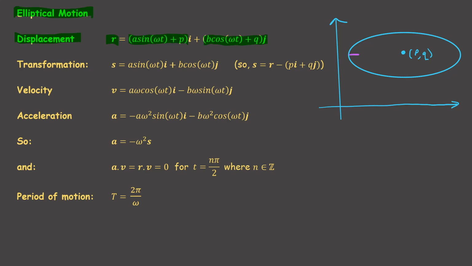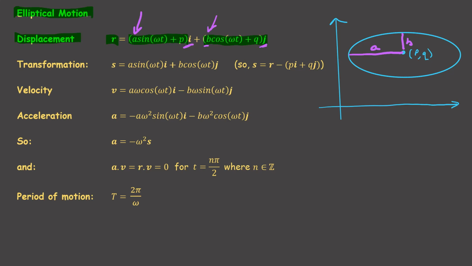The length of this axis would be a. The length of this axis would be b, and that's just simply because a is with the i component and b is with the j component.